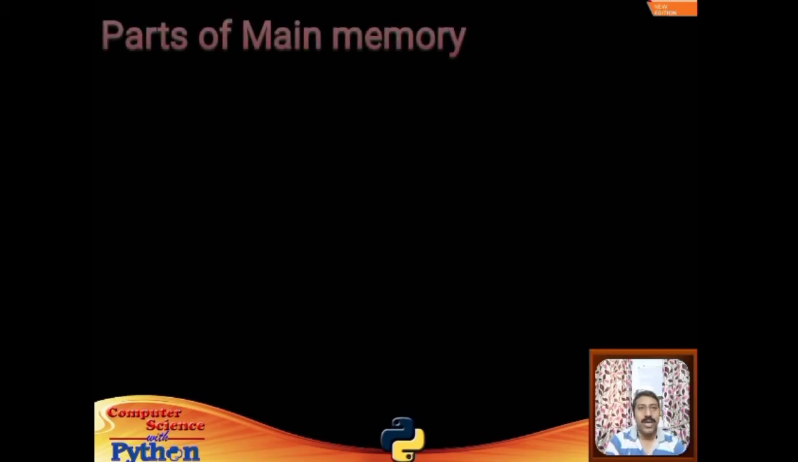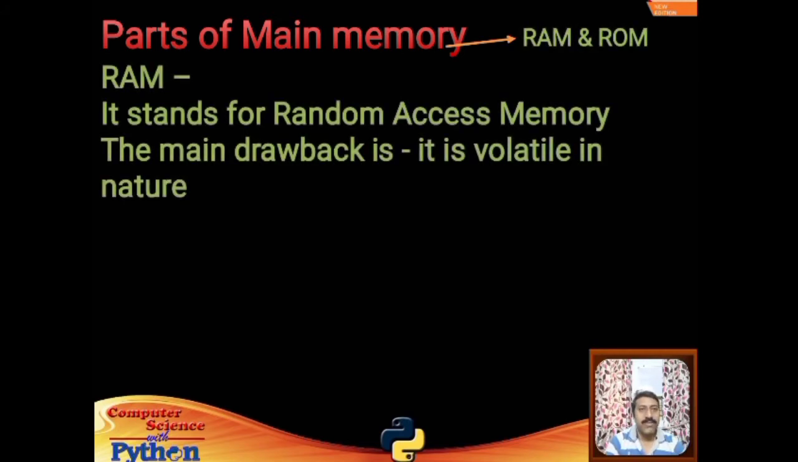Now let us discuss the parts of memory. Generally memory is divided into two parts: one is RAM and one is ROM. RAM means random access memory, because information can be transferred from any desired random location. That's why it is known as random access memory, and it is volatile in nature. Volatile in the sense, as I have already discussed, that when the power is switched off, everything stored in the memory gets erased.